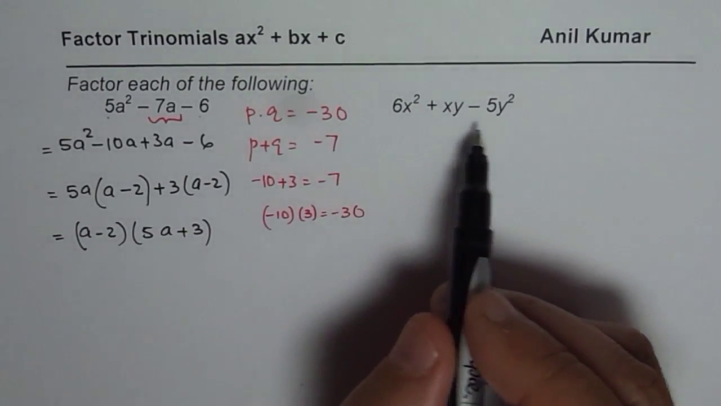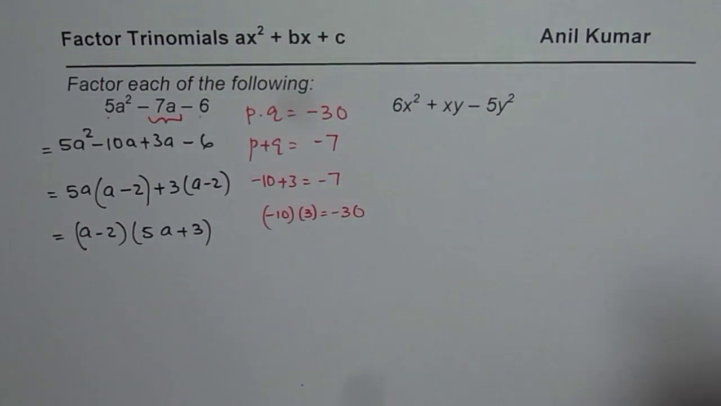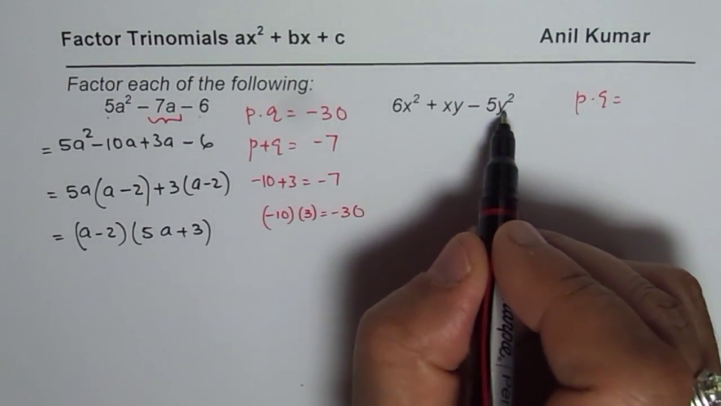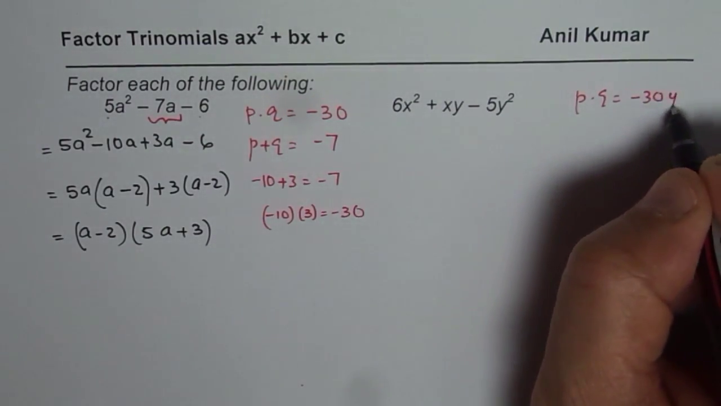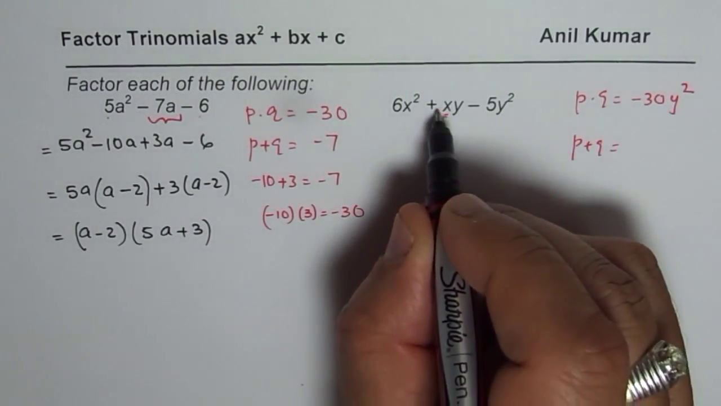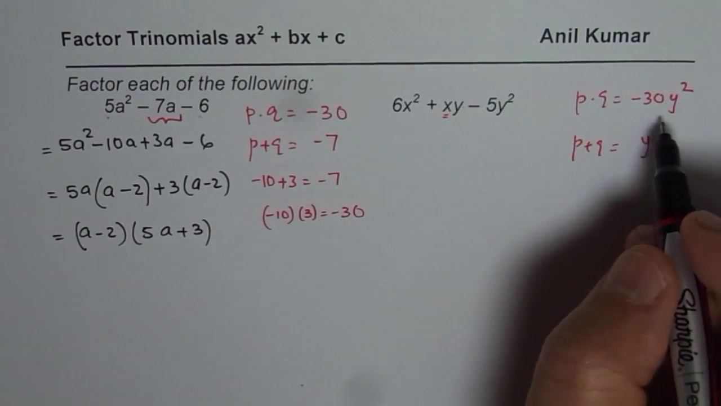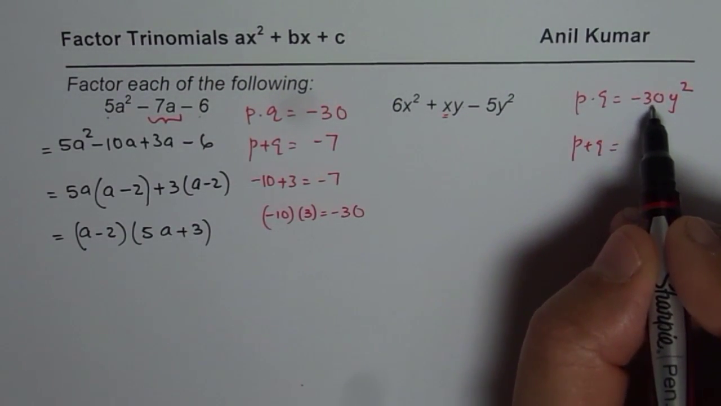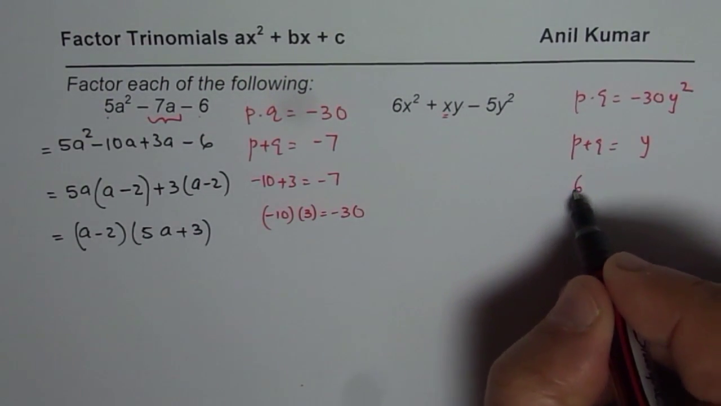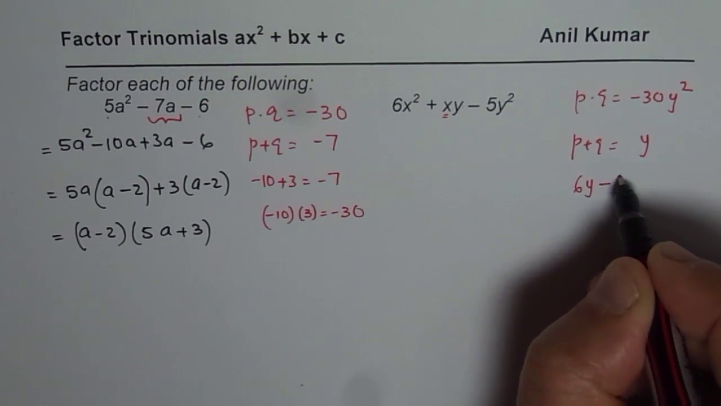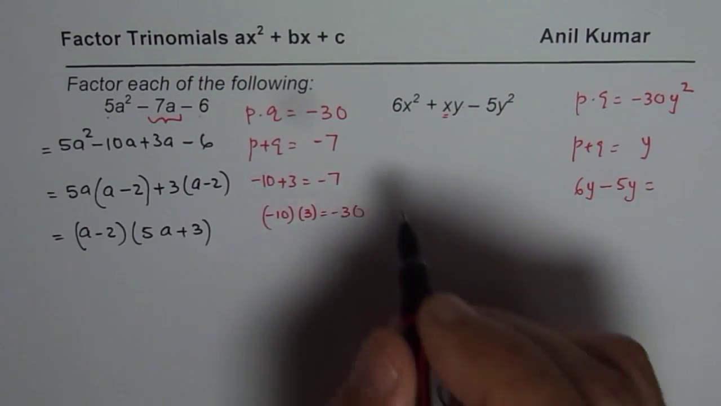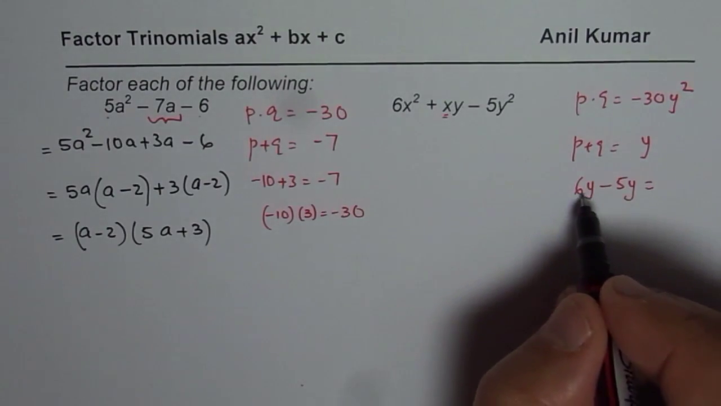Let's follow this method and do the next question. Here it is slightly different. In this case, the product of two numbers should be 6 times minus 5y squared, that is minus 30y squared. And the sum of those two numbers should be the coefficient of x, which is 1y or just y, correct? So the two numbers will be what gives you a product of 30 and which is very close, 6 and 5, right? 6 should be positive. So it is 6y minus 5y. That will give you y, correct? So that is the magic number. And when you multiply, you get minus 30y squared.